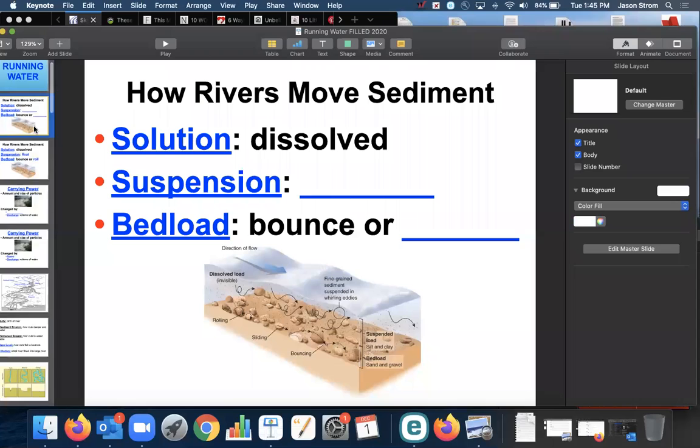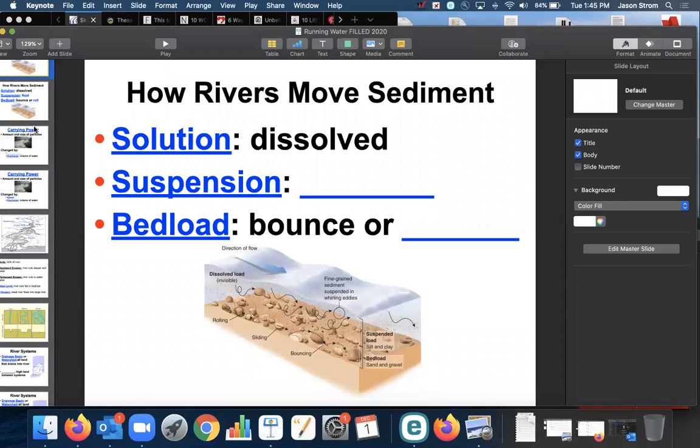Okay, so there are three ways that rivers move sediment from one place to another. So digging back, sediment was created from weathering as rocks break down. The first one is in solution. So if whatever the sediment is, it's some mineral that can be dissolved in water, and it does dissolve in water and is moved from one place to another, that's one way the sediment can be moved: in solution.